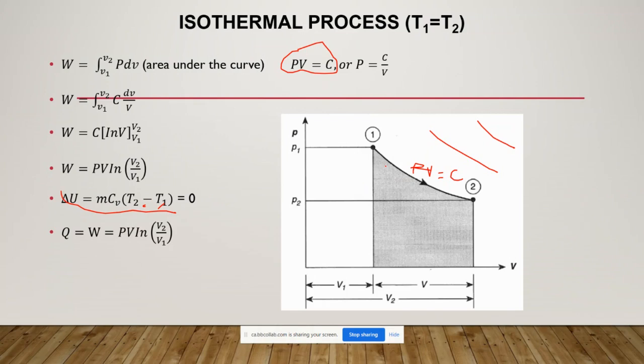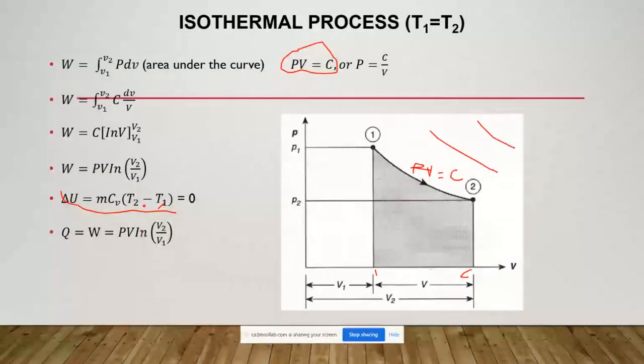So we can see in this case here that this is an isothermal expansion. It's expanding from a high pressure to a low pressure while the volume is increasing from V1 to V2. Because delta U is equal to 0 for isothermal process, we will say that Q is equal to work done, which is PV ln of V2 over V1.